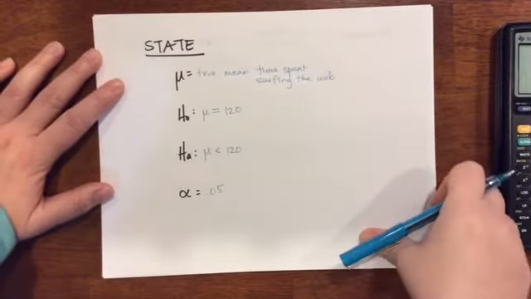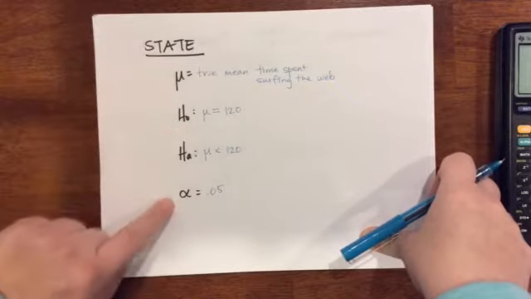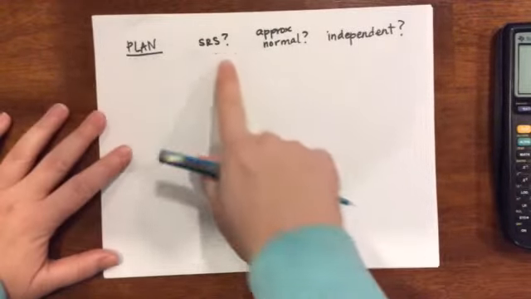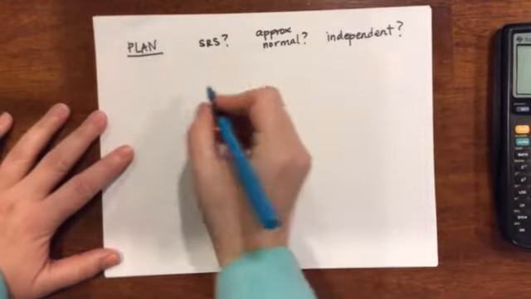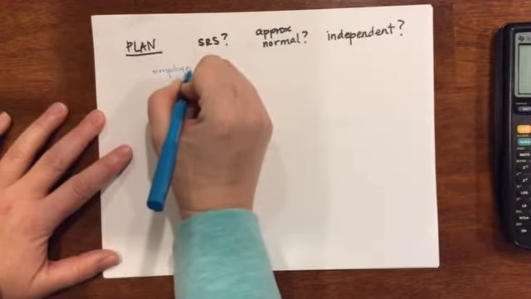All right, so these are the four things that you need in the state part: your parameter, your hypotheses, and your alpha. All right, let's talk about the plan portion of the proof. You have to check these 3 things, and it did say that the employees were chosen at random, so we can just go ahead and jump into that.